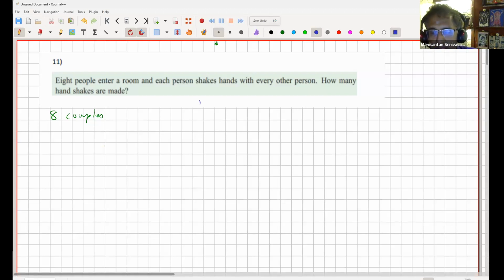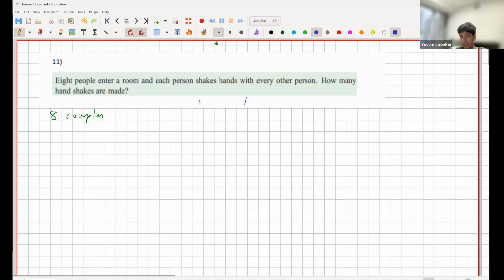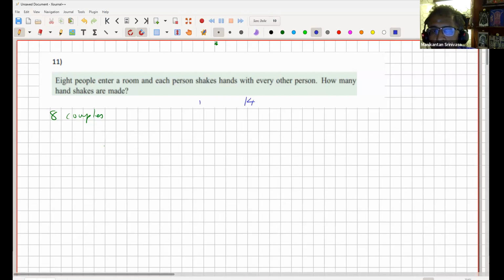Okay, Yuvam, go ahead, please. Sir, is it 14? Because 14 handshakes. 8 choose 2 is the same, and since they're couples, divide by 2 because they can't shake their hands with the wife. So it's 14.